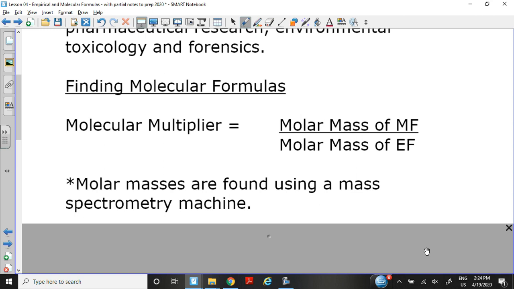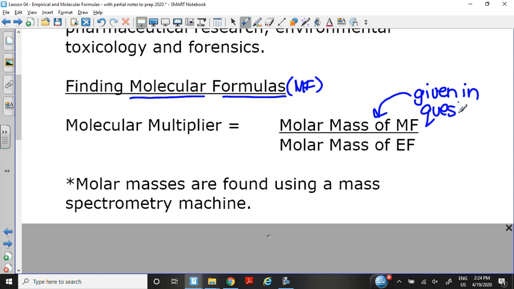So, how are we going to do that? We're going to try and find the molar mass of our molecular formula. When we see MF here together, that's referring to molecular formula. This value here is always going to be provided to you in a question. Now, why is this given to you in a question?